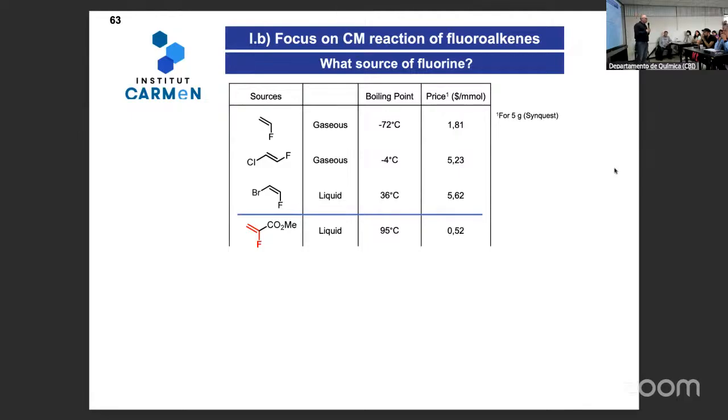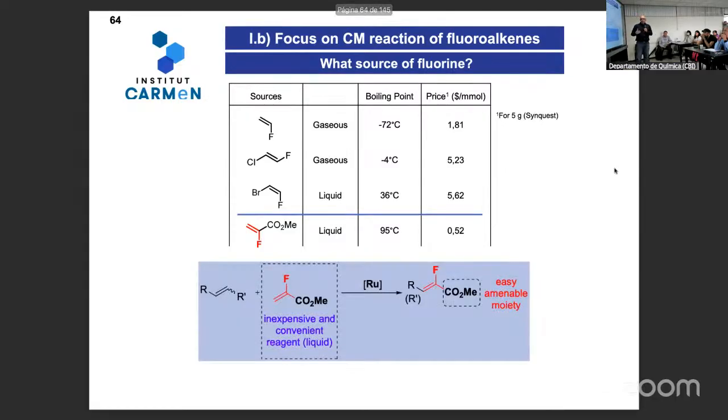In the lab, we developed a lot of reactions with 2-fluoroacrylate here, which is a liquid, boiling point 95 degrees. And if you look at the price, it's really not expensive. So we did a lot of hydroxide reactions, for example, with this. So we decided to try to use this one to do cross-metathesis reaction.